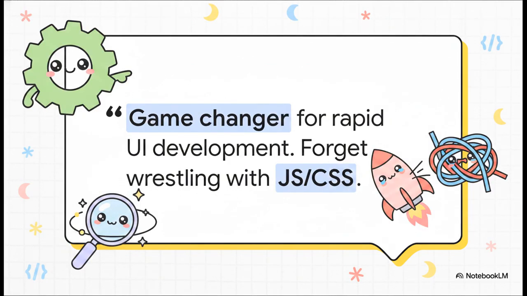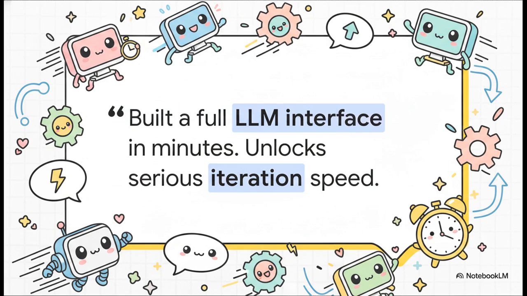Another developer called it a game changer for rapid UI development. Forget wrestling with JS and CSS. This perfectly validates the whole point we were making earlier. Bypassing traditional front-end development entirely means researchers can focus 100% of their brainpower on their models, instead of trying to perfectly center a button on a web page. And from a pure business perspective, the value is huge. Someone noted they built a full LLM interface in minutes, which unlocks serious iteration speed. Think about it. When you can build a working interface in a few minutes instead of 3 weeks, your ability to iterate skyrockets. That is exactly how you stay ahead in the insanely fast-paced AI sector of 2026.